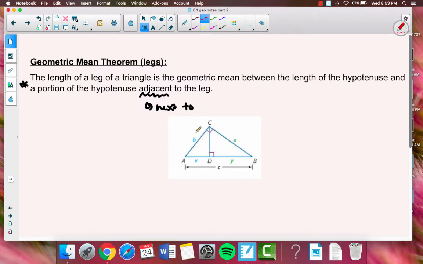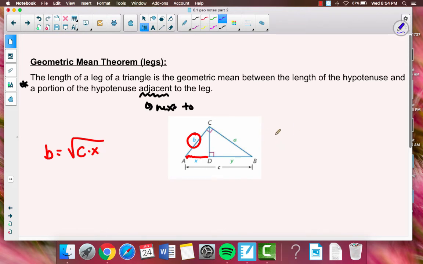There are actually two formulas that we're going to get out of this. Let's start with B first, just because that's the shorter leg. It doesn't really matter. What this says is that the leg, B, is the geometric mean of the whole hypotenuse, C, times the leg that's adjacent to B. That would be x. So B is equal to the square root of C times x, and then we could solve.